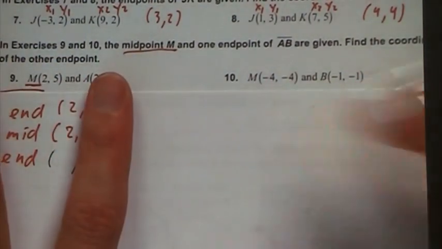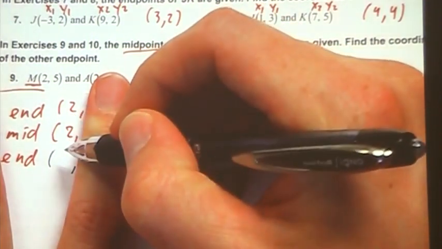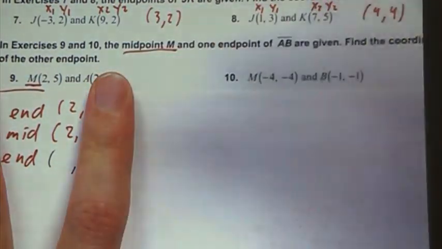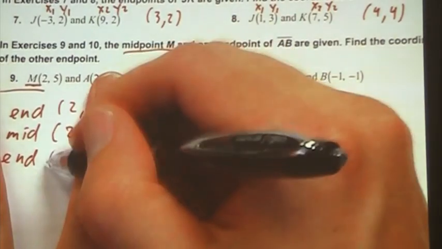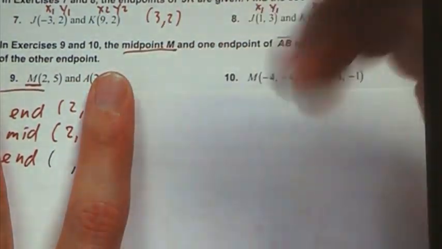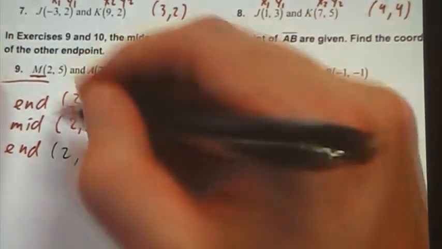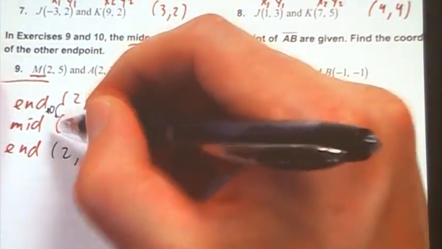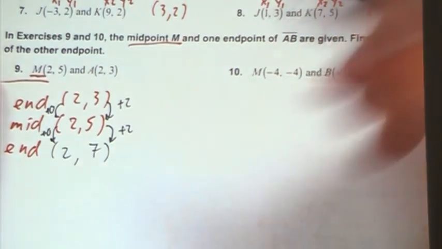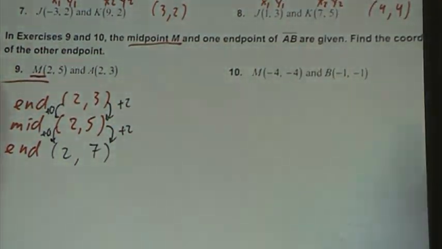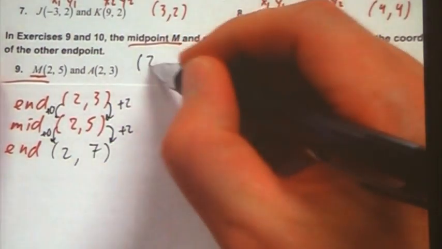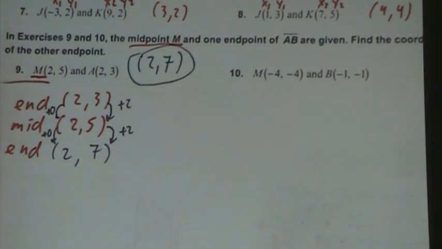On the left, the x didn't change. Technically, you're plusing 0. Well, if you plus 0 again, you know what you get? The same thing. Boom, there you go. So technically this is plus 0 if you want to show your work. And 2 plus 0 is in fact still 2, and 2, 7 is our missing endpoint.